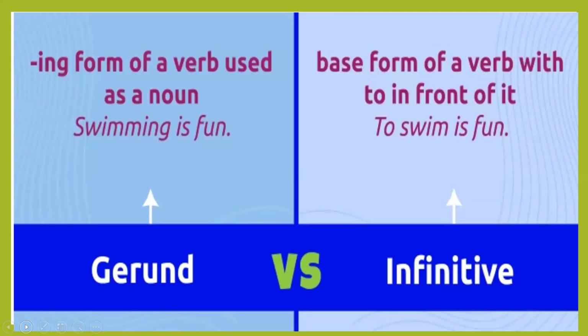Gerund versus infinitive. A gerund is the ing form of a verb used as a noun. Swimming is fun. Swimming here is used as a noun. The infinitive is the base form of a verb, the V1 form with to in front of it. To swim is fun. In this case, it acts as a subject.